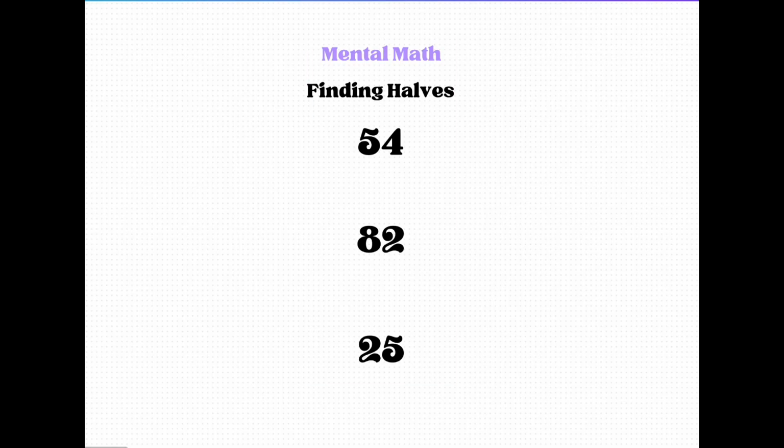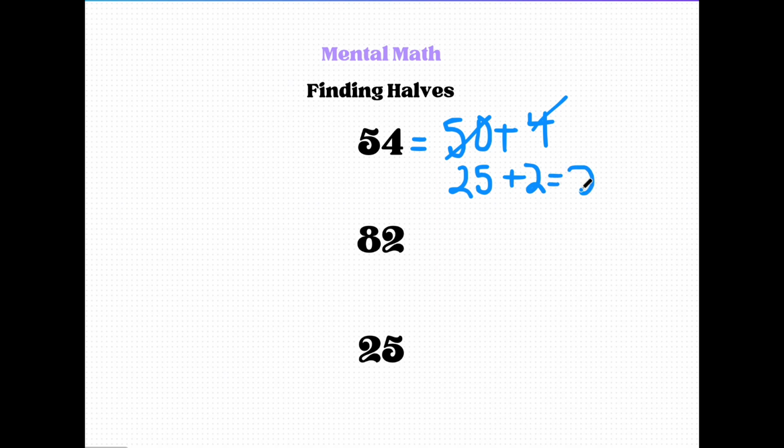So we're going to find half of 54. I'm going to write the expanded form of 54. So that's 50 plus 4. And then I'm going to find the halves of those numbers. So half of 50, if I know my money, half of 50 cents is 25. And then half of 4 is 2. Then I can add 25 plus 2, which is 27. So half of 54 is 27.